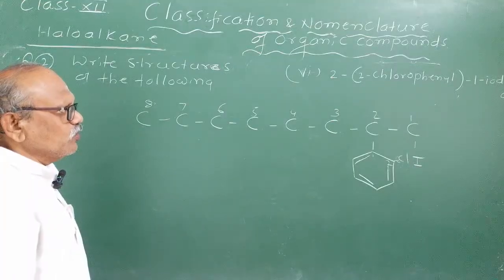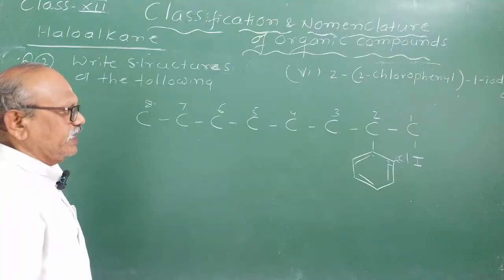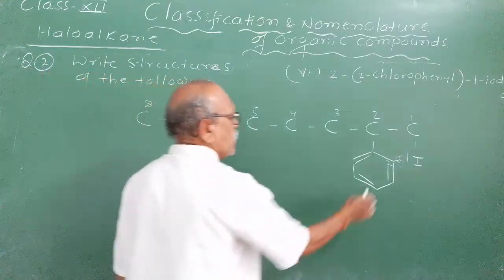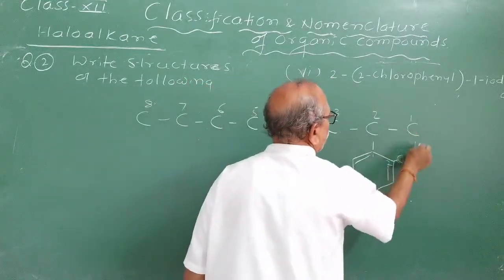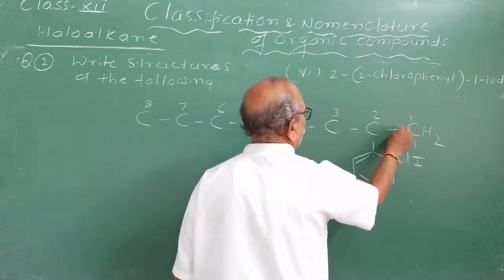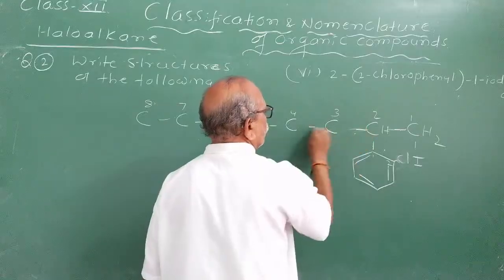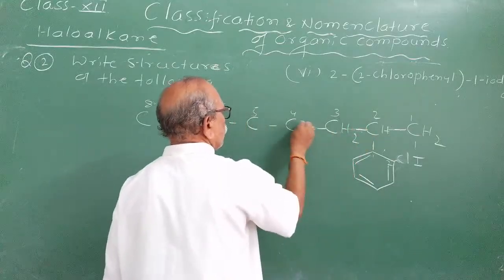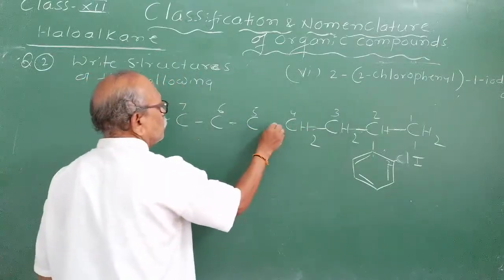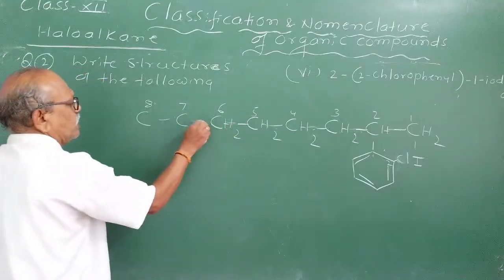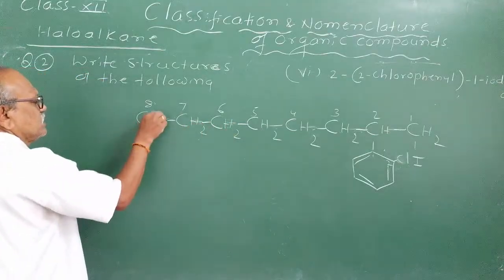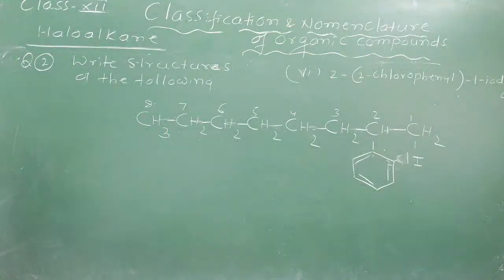2-(2-chlorophenyl)-1-iodooctane. Write the name of it. Remaining valence is 1, 2 satisfied, therefore you have to take CH2. 1, 2, 3, 4. You write it as CH2. CH2, CH2, CH2. 2 are left, CH2. 1 CH3. Understood? Given the structure, how to write the IUPAC name of it.